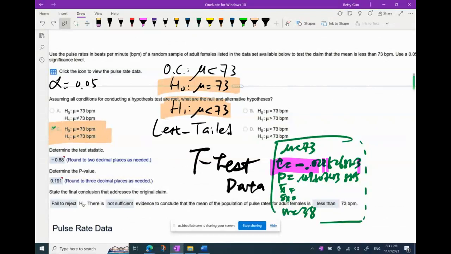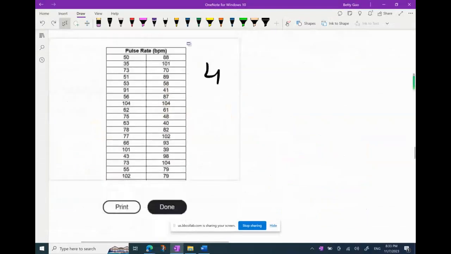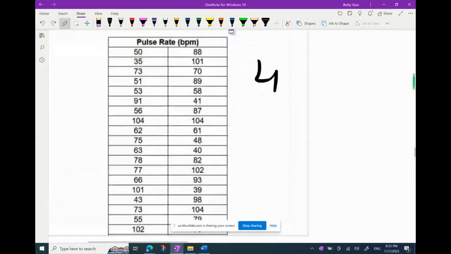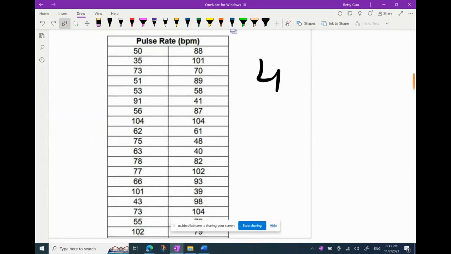Let me double check my list, all right? There's a reason I don't like this type of question. We cannot use the test like a crunch. 73, 51, 53, 91, 56, 104, 62, 75, 63, 78, 77, 101.